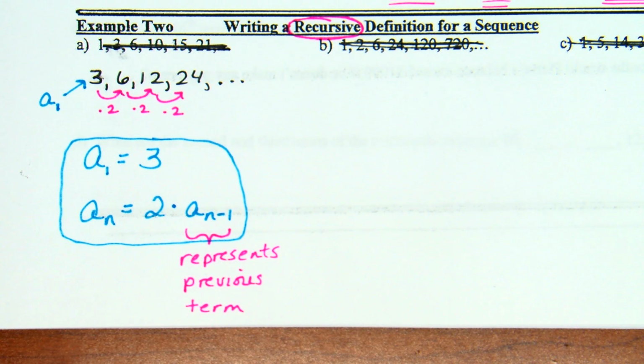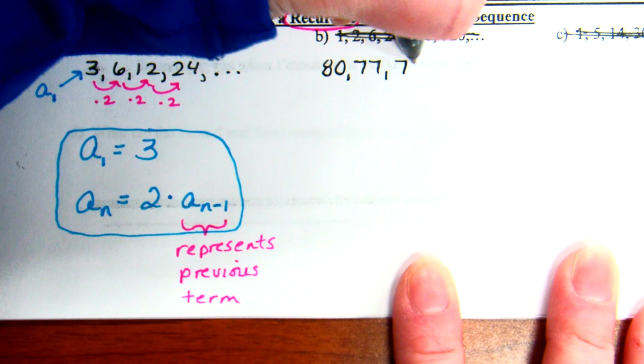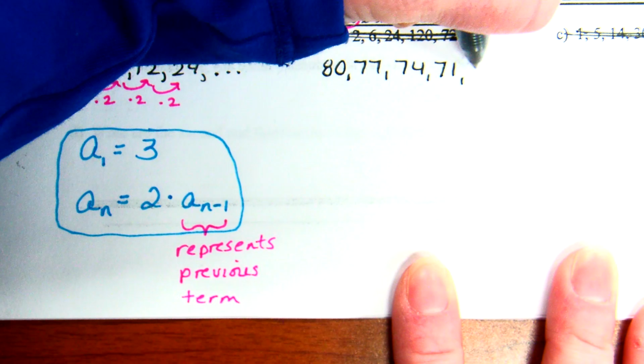I would say, can we talk about B now, but you guys don't even know what B is, do you? Nope. 80. 77. 74. 71. 68.